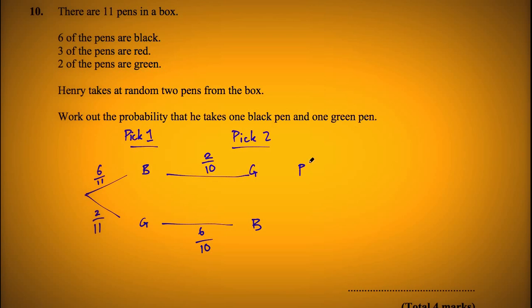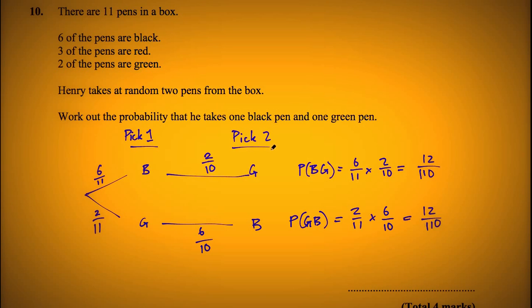So probability of black then green is 6/11 times by 2/10, which is 12 over 110. And the probability of green then black is 2/11 times by 6/10, which is also 12 over 110. So either way we go, remembering always to multiply along the branches, either way there's a probability of 12 over 110. But of course either way is possible, and therefore in order to know the probability of exactly one black pen and one green pen, I need to add together these 2 possible ways.